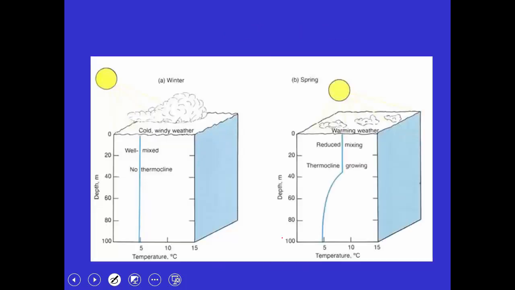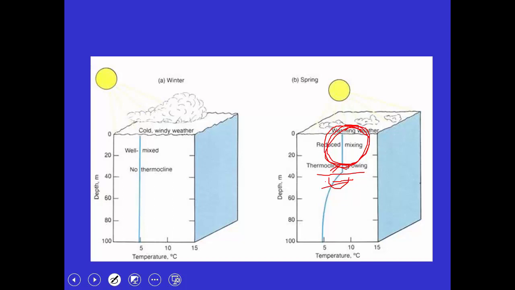So now if we go to the spring, what's happening during the spring? Well, the sun comes out. It's starting to warm up. And so we see an increase in the temperature of that surface layer. This diagram has the phrase thermocline growing, which is not quite correct. What's growing here is the mixed layer, and what's forming is the thermocline.